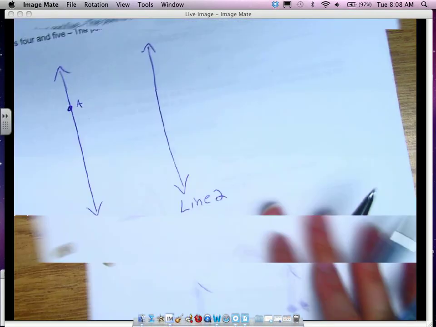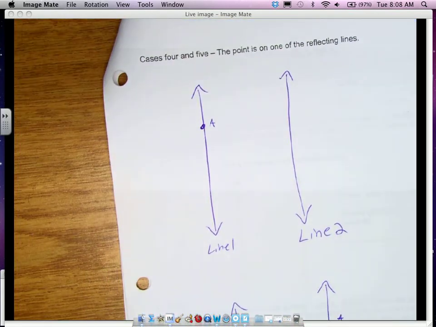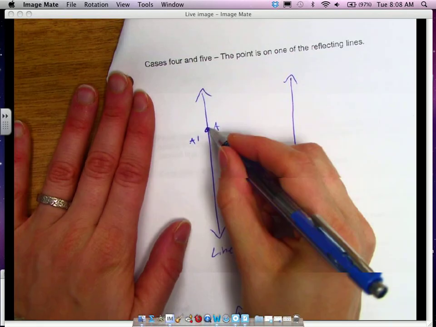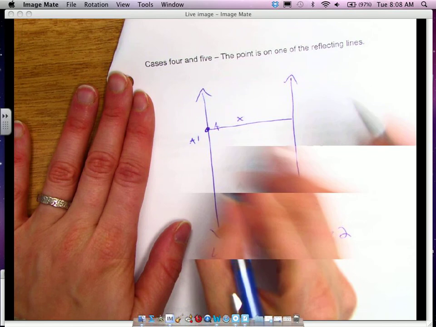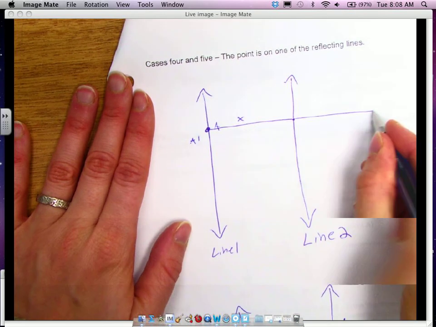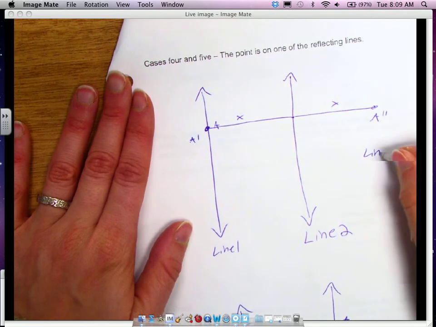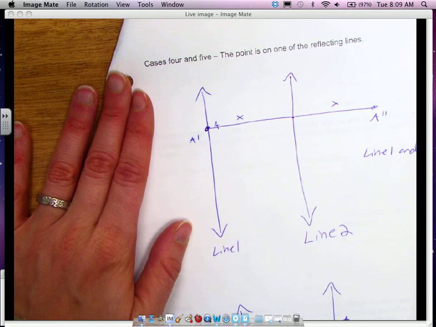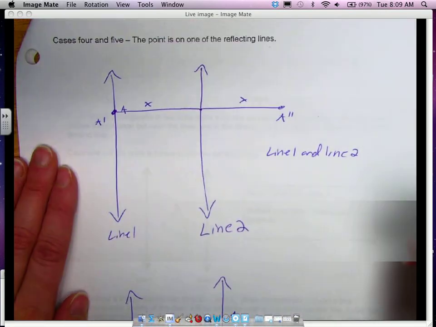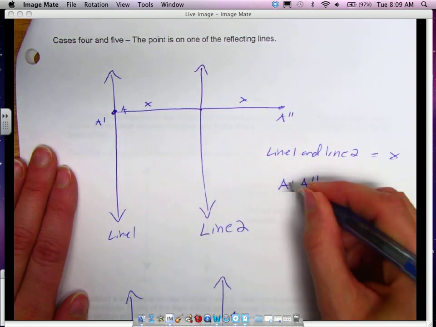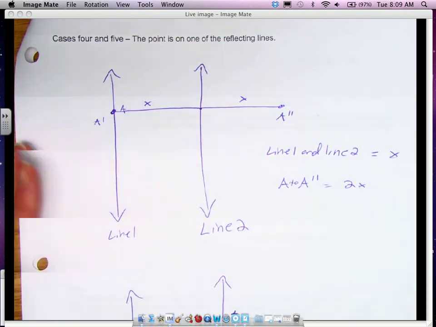Let me show you the way that this is done. All right, so line 1 is right here. If we reflect A over line 1, it stays in the same spot. Then the distance between line 1 and line 2 we can say is x. If we reflect this whole distance over here, we again get x. So the distance between line 1 and line 2 equals x, right? And the distance between A and A naught is 2x, right? It's double the distance.